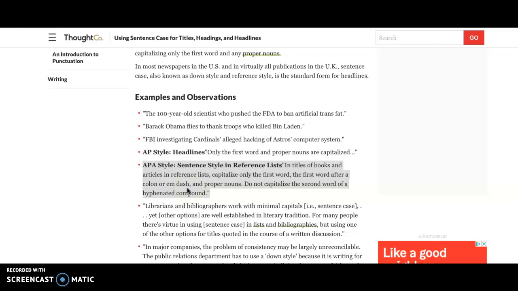When we're talking about the reference page of an APA paper, there is one more caveat, and this is that when a colon or an em dash appears in a title, then the first word after that piece of punctuation would be capitalized as well.